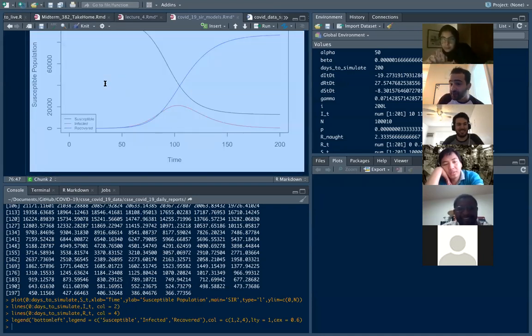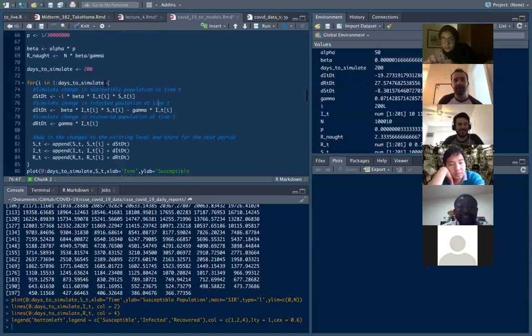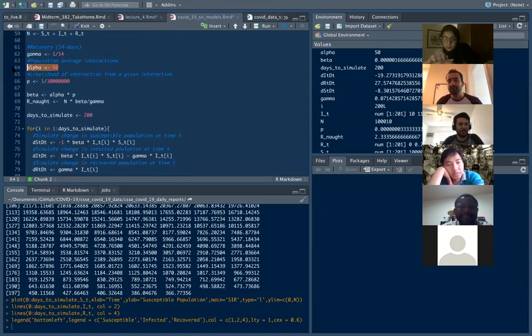So we can also do other things. So like here, I kept the parameters of the model fixed. I said on average, throughout this entire 200 days, people's interactions is at 50. I can cut that interaction in half by telling everyone to stay home, by shutting down the entire economy.